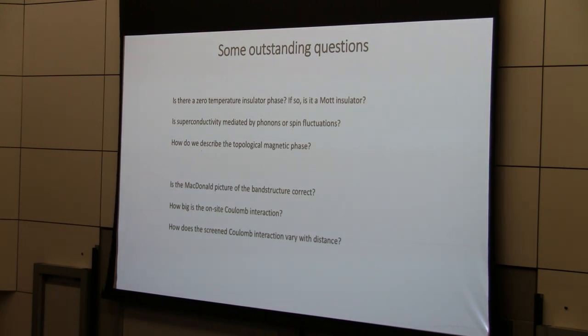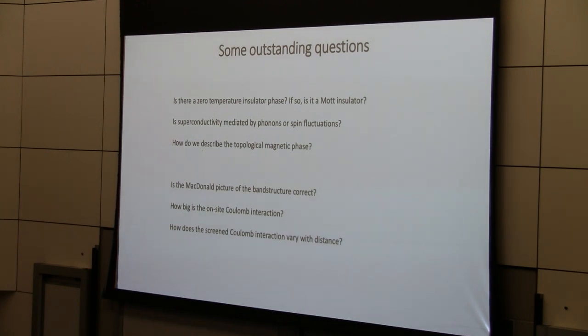There's always a question, when you see superconductivity, whether it is mediated by phonons, as in traditional low-temperature superconductors, or by some other electronically mediated mechanism. And this phase that David originally found has now also been seen to have topological properties. How do we properly understand this? That is not really known right now.